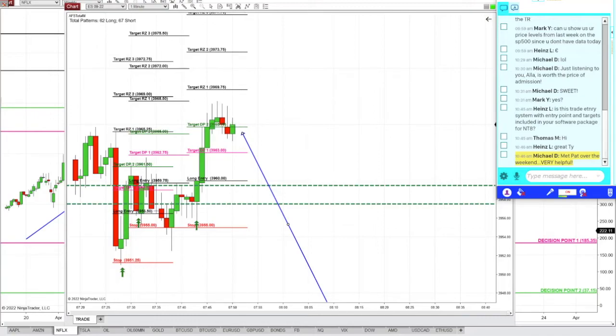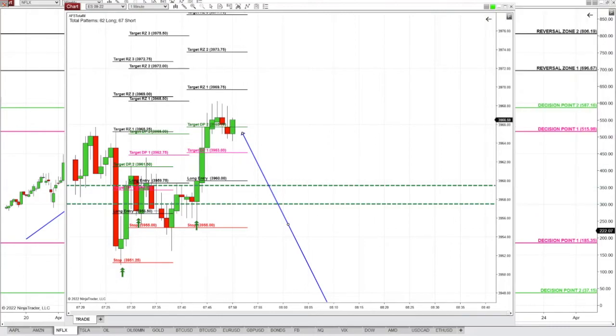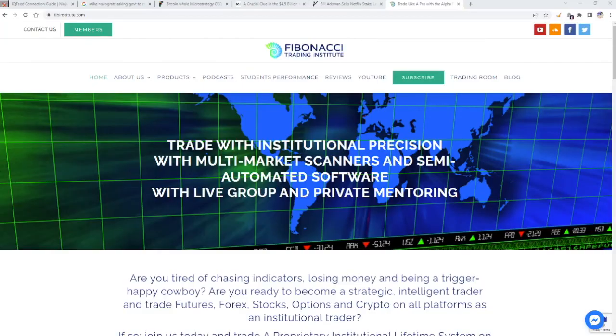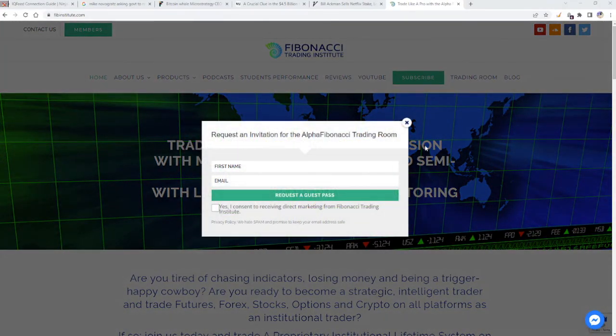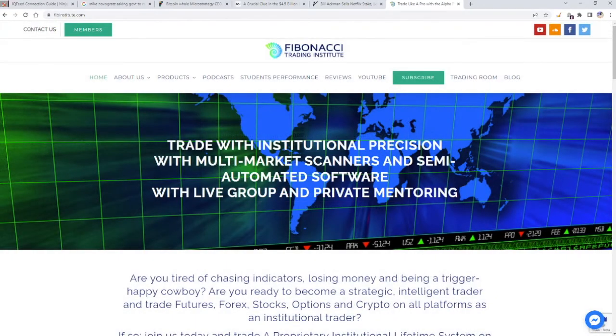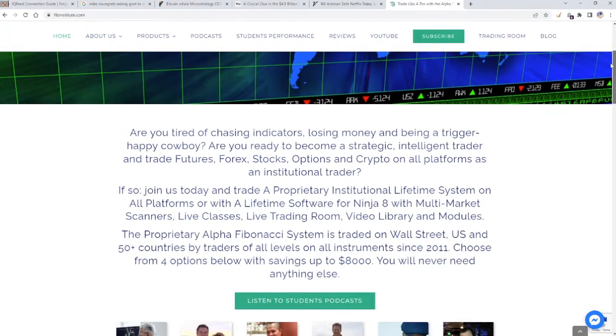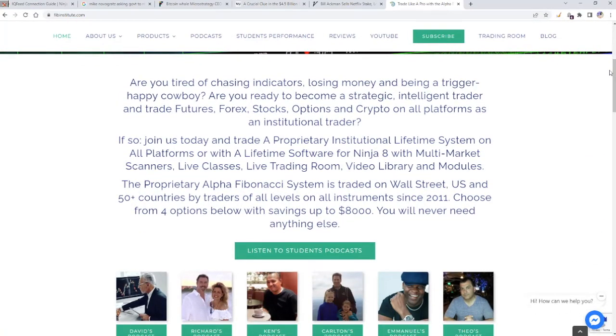Alpha Fibonacci system applies to all instruments and can be traded on all platforms. That's it. So if you want to trade with institutional precision, I look forward to working with you. You can always view the system in the live markets in our trading room. It's all spelled out on our homepage, ladies and gentlemen.